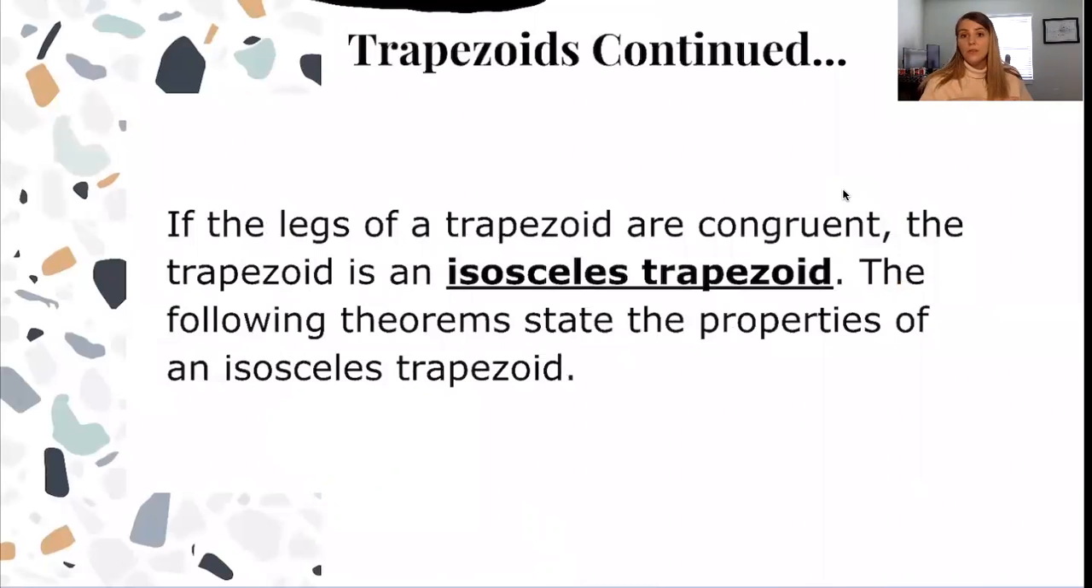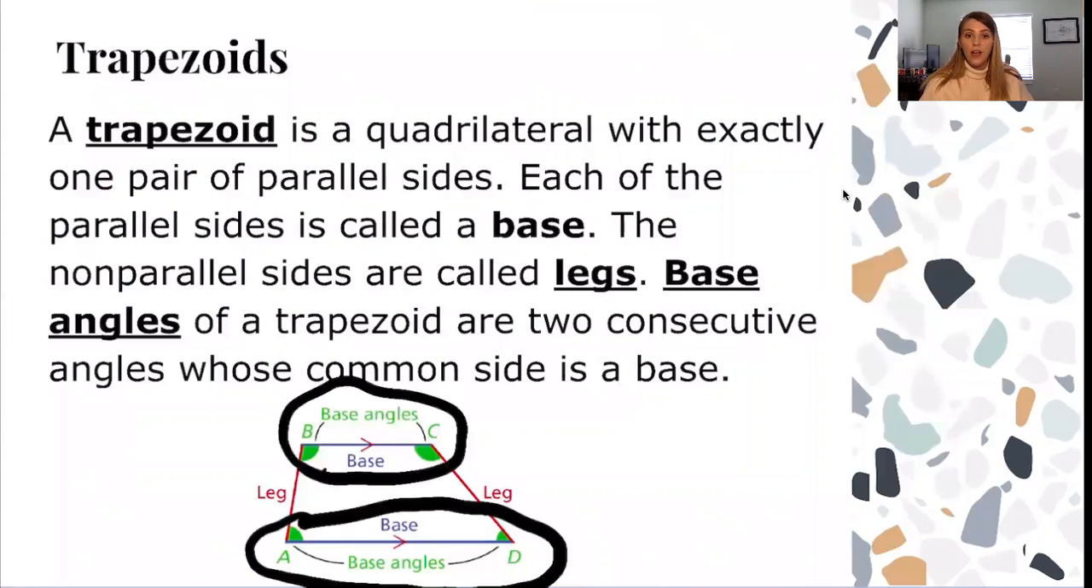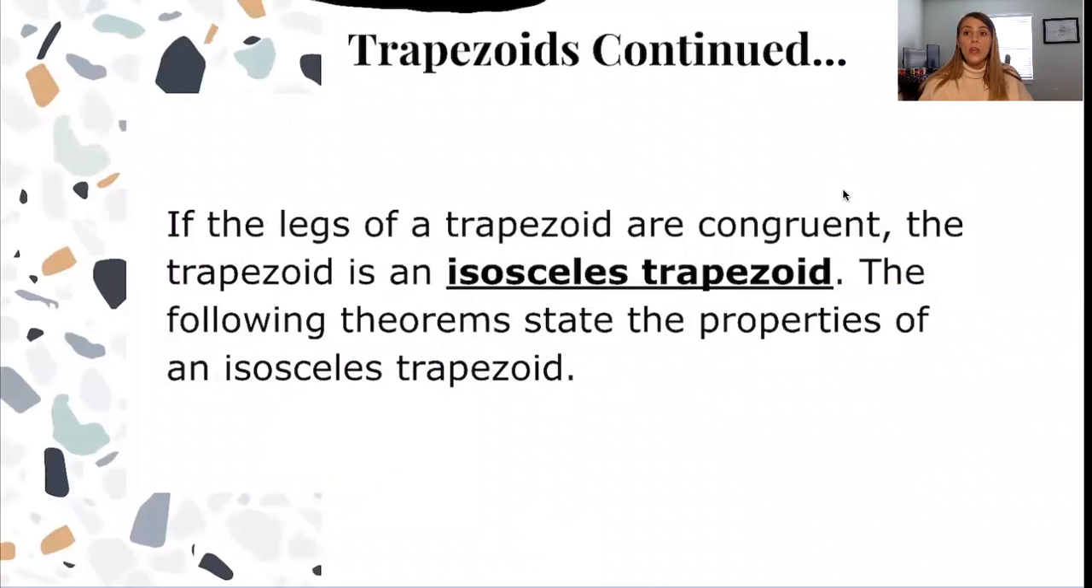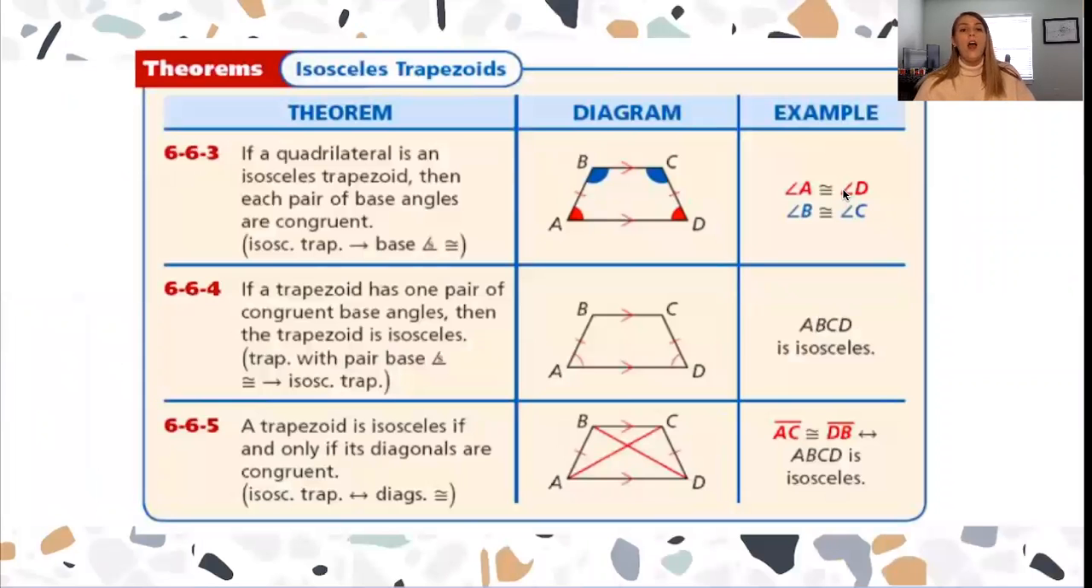If the legs, so remember your legs are the sides that aren't parallel, if those are congruent, we call that trapezoid an isosceles trapezoid. And there are theorems that come with specifically isosceles trapezoids. The first says if a quadrilateral is an isosceles trapezoid, then each pair of base angles are congruent. So remember, I just divided up those base angles into two different sets, like the top and the bottom. The base angles are always going to be congruent to each other.